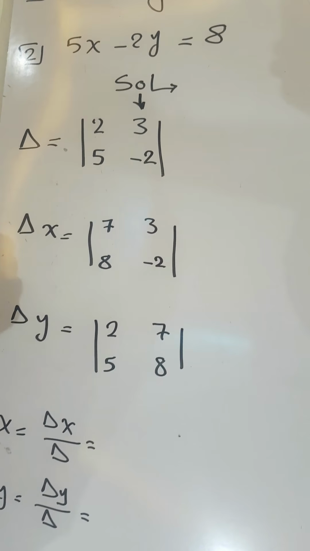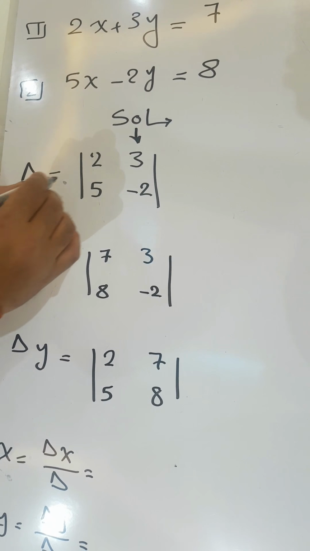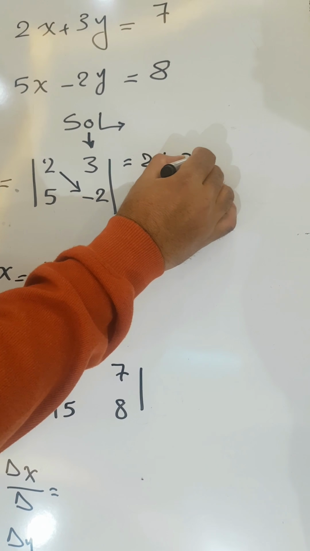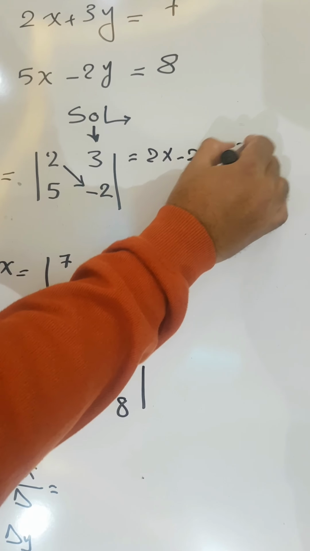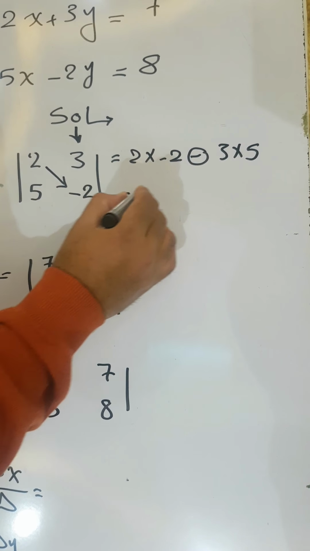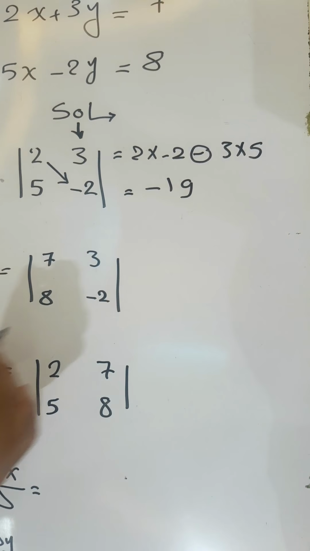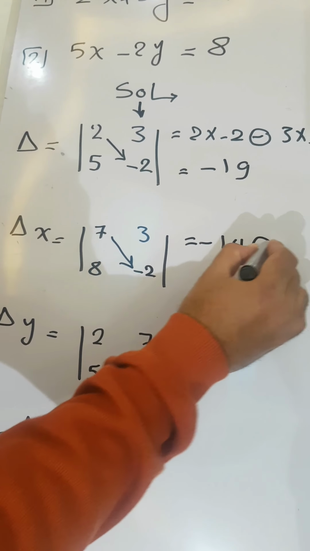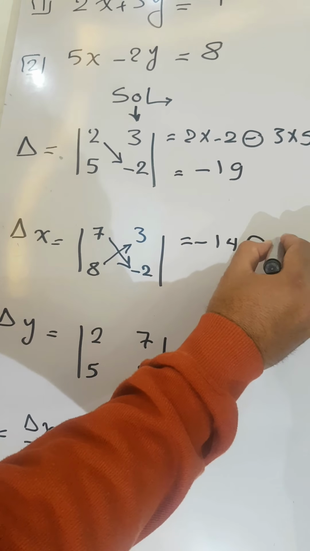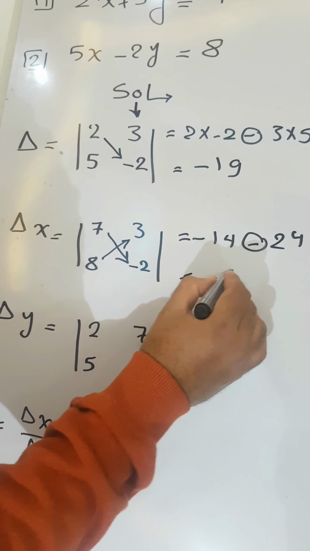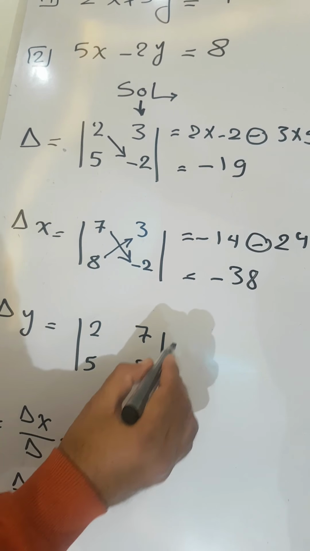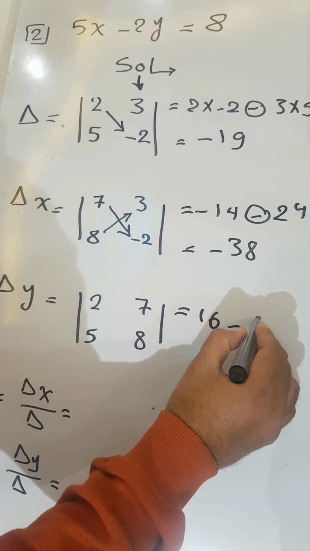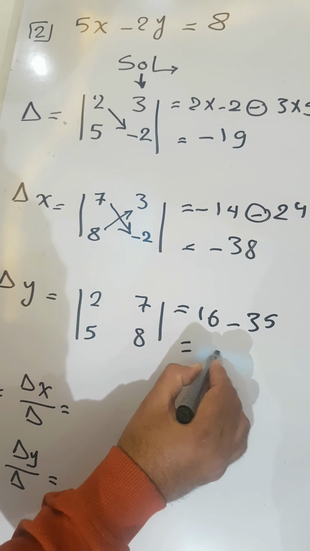How to find the 2 by 2 determinant? We multiply 2 multiplied by negative 2 minus 3 multiplied by 5. The result is negative 19. Delta x: 7 multiplied by negative 2 is negative 14, minus 8 multiplied by 3 equals 24. The result is negative 38. Delta y: 2 multiplied by 8 equals 16, minus 5 multiplied by 7 equals 35. The result is negative 19.